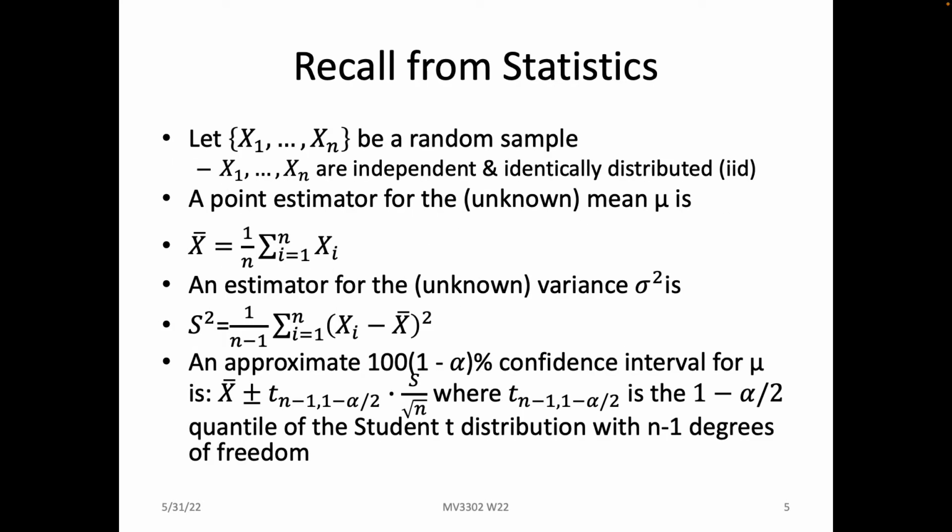Okay, so this is all review. If we have a random sample, that is if they're independent and identically distributed, then the point estimator for our mean is the sample mean. So you understand the difference between this unknown true mean of whatever our system is and our estimate of the mean, which is our sample mean, sample average.